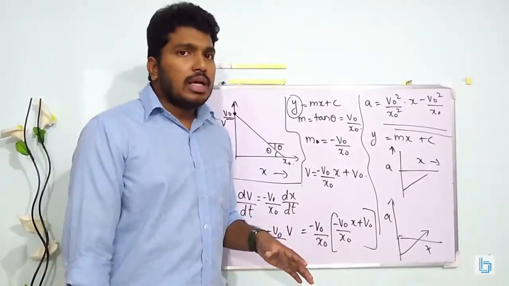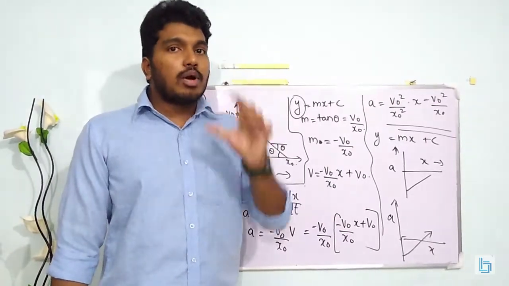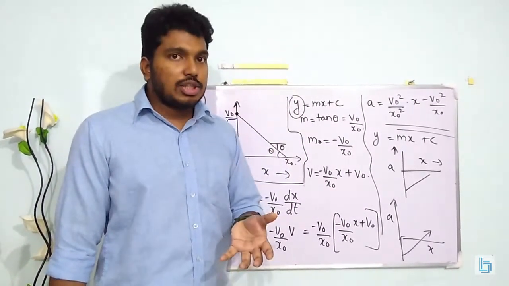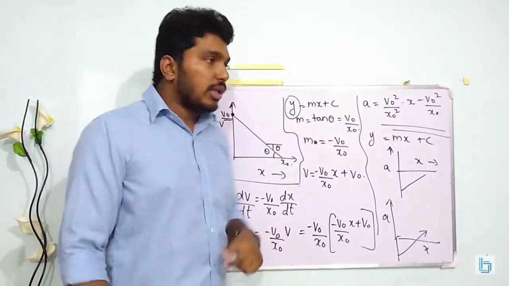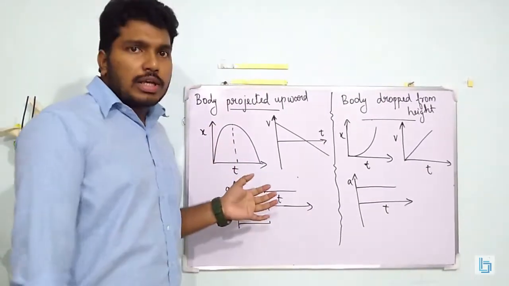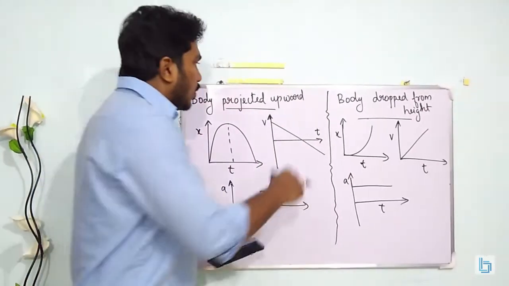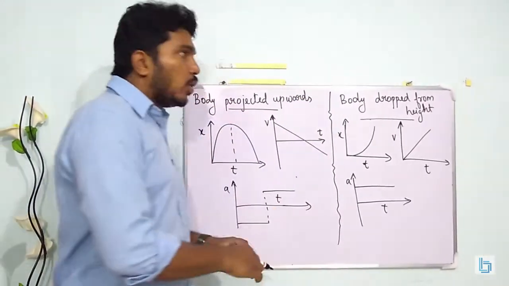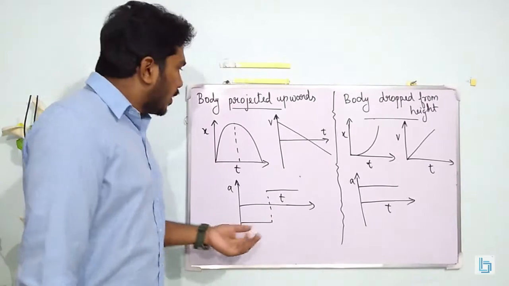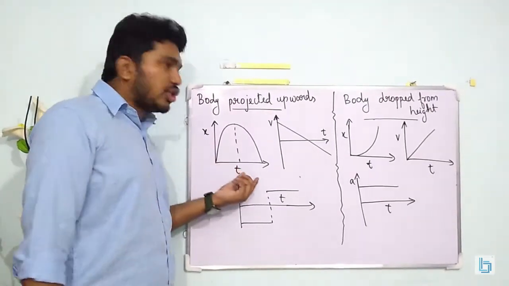time graphs. Okay, now let me show you a few very important graphs which can come for your examination. Let's move on to that. So the first graph I have drawn here corresponds to that of a body projected upwards. By body projected upward, it means it goes up and then comes down. In such a case the xt graph is initially given.